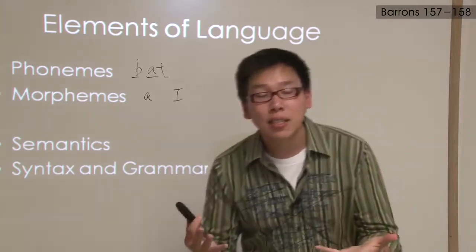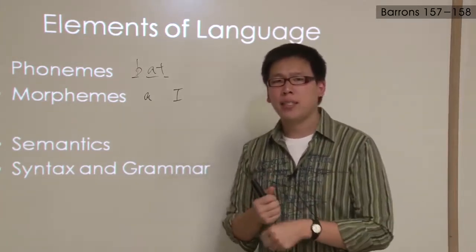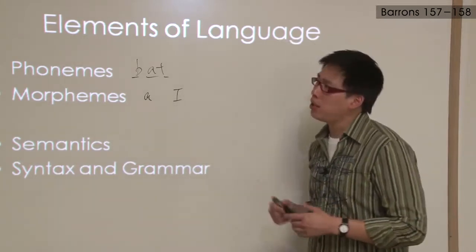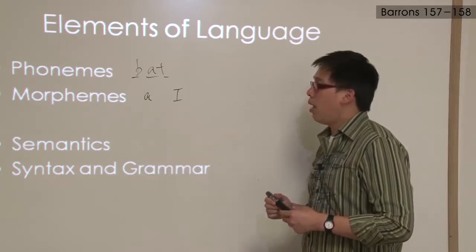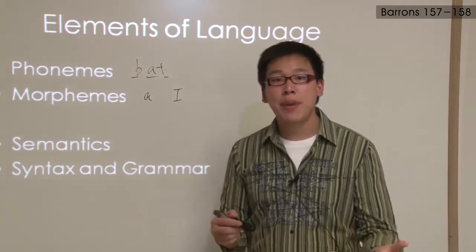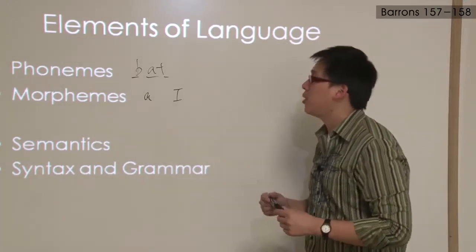I say the word bat to you. Semantically, what does it mean? Is it the baseball bat? Is it a flying bat, like the bat you see with vampires and Draculas? So that's the other idea: the meaning of these words, the semantics. All these words have to have meaning, otherwise you just have nonsensical sounds.